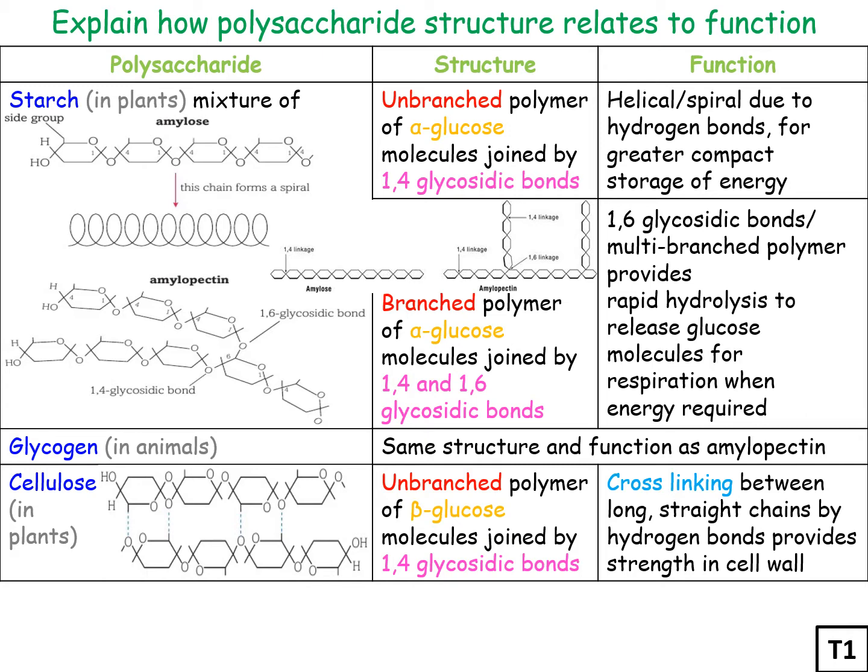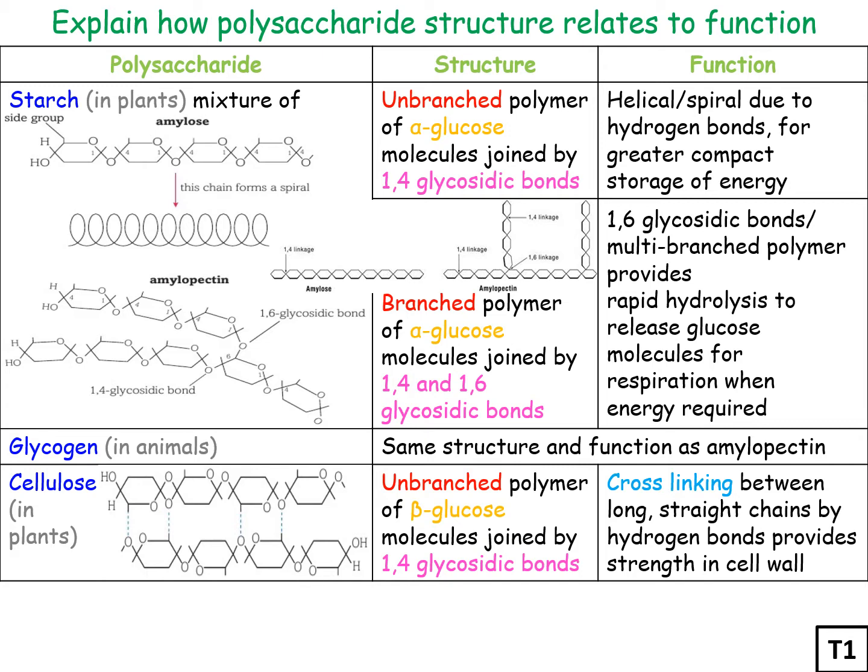Now if you look at starch, the 2 different types of polysaccharides that make the starch, the amylose in the starch is unbranched. It's an unbranched polymer containing alpha glucose molecules joined together by 1,4 glycosidic bonds. And this polymer or chain forms a spiral shape. That helical spiral shape is due to hydrogen bonds with each other, and that increases the compact storage of energy. So in other words, you could fit more glucose molecules by spiraling through the formation of hydrogen bonds.